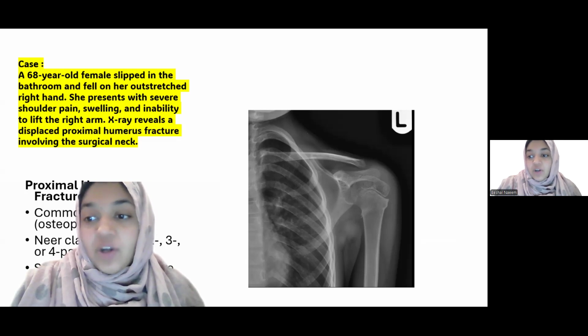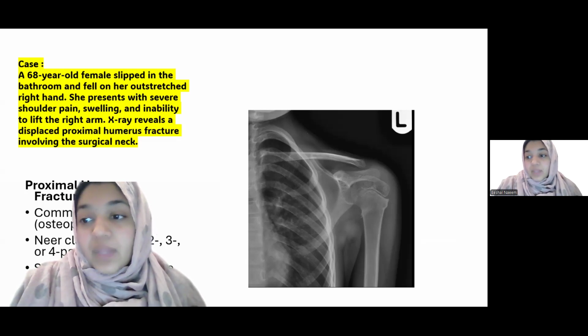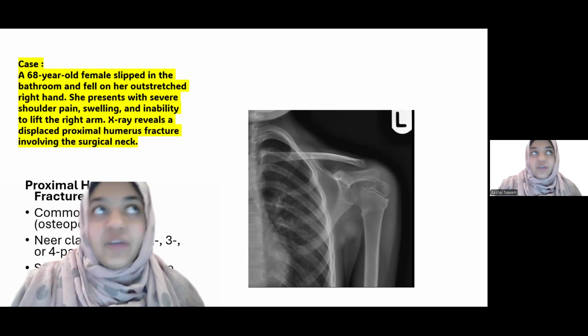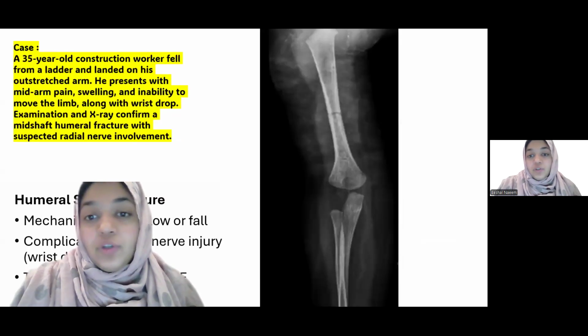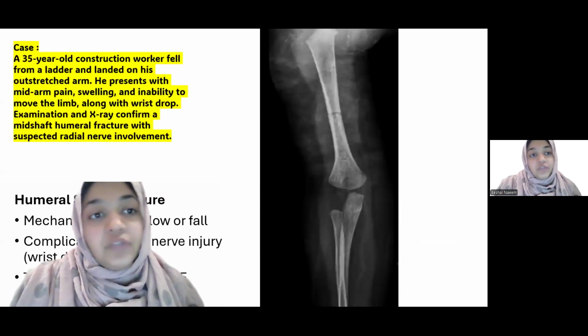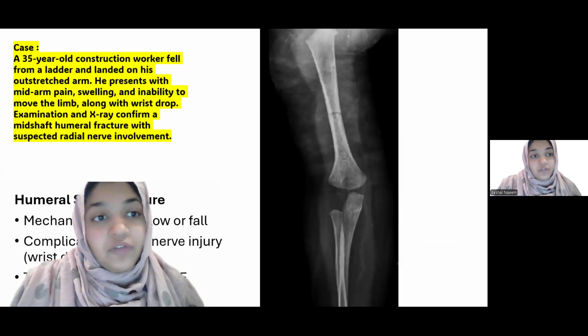It may involve the anatomical neck or surgical neck or the tuberosities, so the greater or lesser tuberosity. The management is just to use a sling and give physiotherapy. Or if it's a displaced fragment, then you might need hemiarthroplasty or ORIF. ORIF, as I told you, is open reduction, internal fixation. Now you have the humeral shaft fracture. Now, a 35-year-old construction worker fell from a ladder and landed on his outstretched arm.